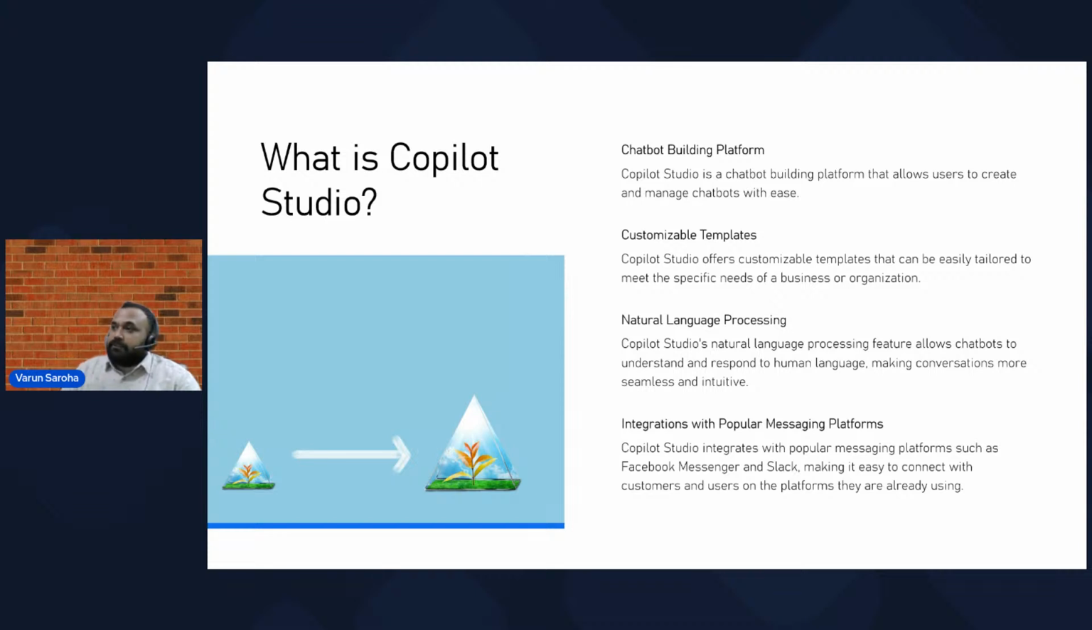So the first question comes, what is Copilot Studio? Copilot Studio is an innovative platform designed by Microsoft to enhance productivity and creativity in various domains, leveraging the power of artificial intelligence. It serves as a versatile assistant that can aid in tasks ranging from writing and coding to design and project management. By integrating AI-powered tools, Copilot Studio can help users streamline workflows, automate repetitive tasks, and generate high-quality content with greater efficiency.